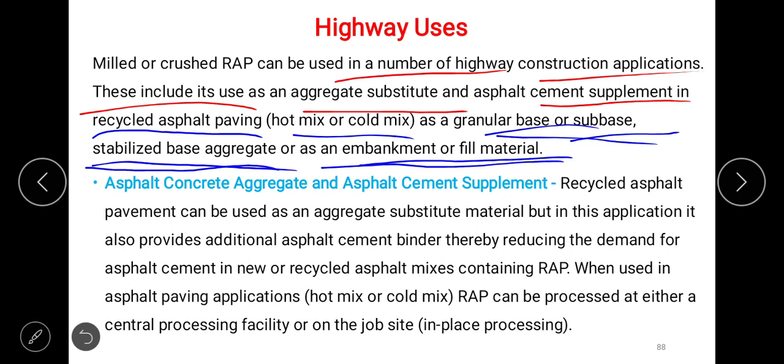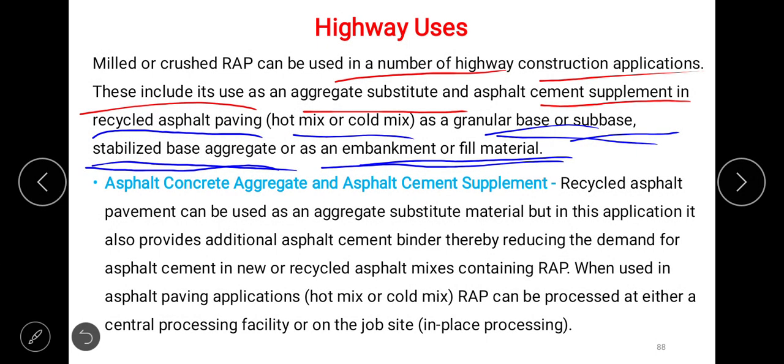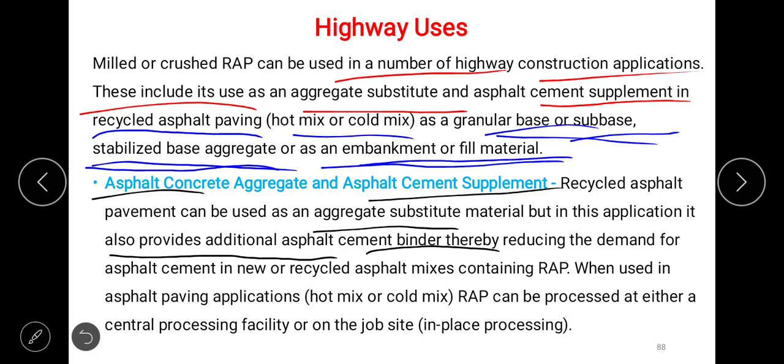Asphalt concrete aggregate and asphalt cement supplement. Recycled asphalt pavement can be used as an aggregate substitute material, but in this application it also provides additional asphalt cement binder, thereby reducing the demand for asphalt cement in new or recycled asphalt mixes containing RAP.